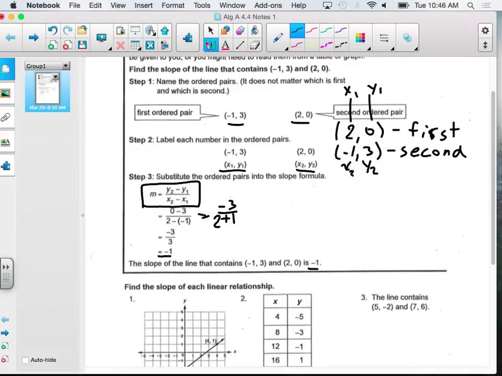So how do I rewrite it? That's 0, 3 minus 0. Okay, that goes up top, and then what goes on bottom? Negative 1 minus 2. Wouldn't it be just 3 over negative 3? What's negative 1 minus 2? Oh, 3 over negative 3. So what's 3 divided by negative 3? Negative 1. Do we have the same slopes for both of them? Yes. So it doesn't matter which ordered pair we put as first or second? No, it doesn't.